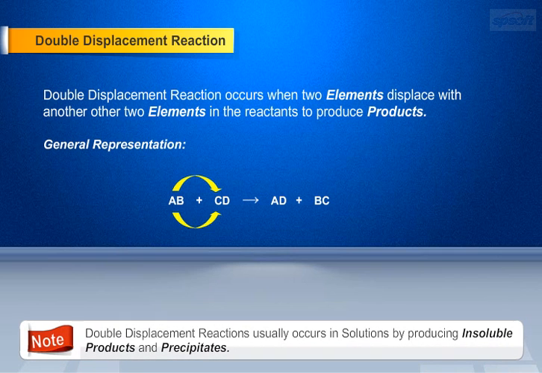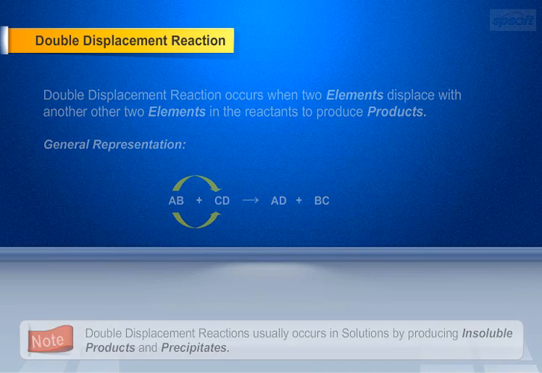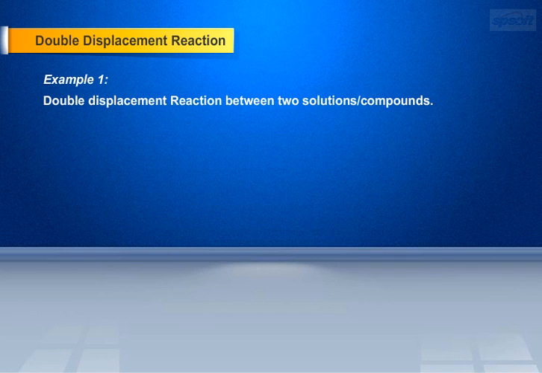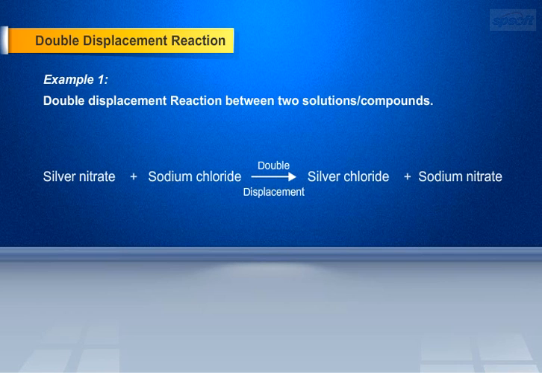Please note that double displacement reactions usually occur in solutions by producing insoluble products and precipitates. Here is an example for double displacement reaction. Example 1. For double displacement reaction between two solutions or compounds, the word equation is silver nitrate plus sodium chloride gives silver chloride plus sodium nitrate.